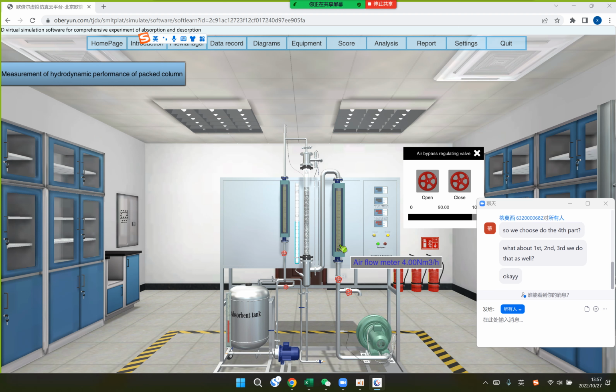Okay, so the reading is something. It's not a real volume flow rate. We have to calibrate it, because PV equals nRT. So in that case, we may use this first set of data. The pressure difference is 0.07 and the flow rate here is 4.00. But this is a normal condition. In normal condition, we have to calibrate the flow rate. So how do we calibrate it?